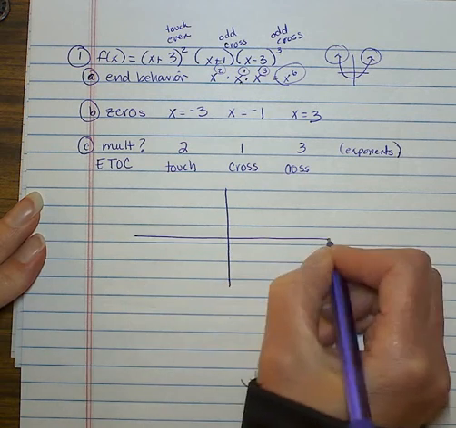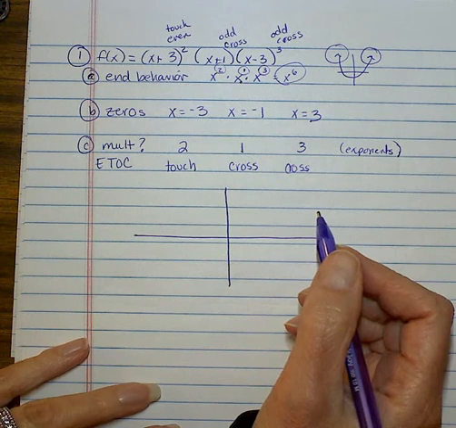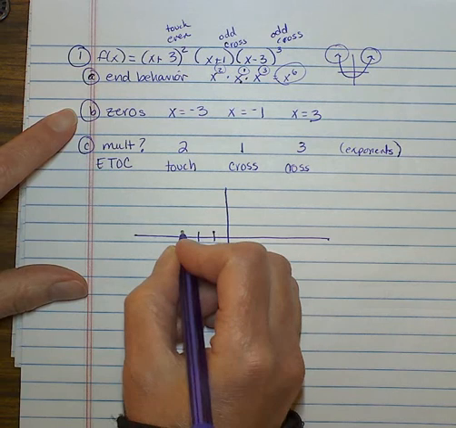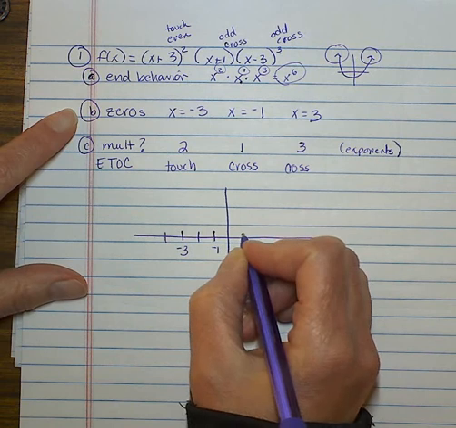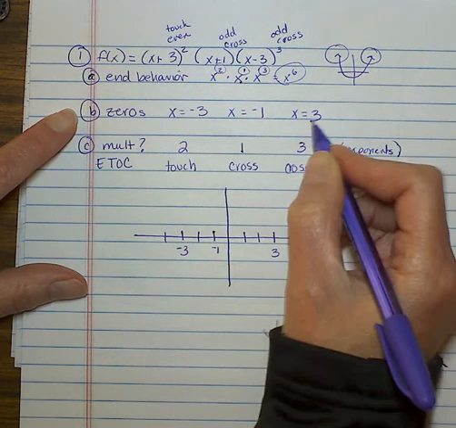Here's our y, here's our x. I know I'm going to have some key values at my zeros. So let's go out 1, 2, 3. Here's negative 3, here's negative 1. And let's go out 1, 2, 3 on the positive x as well.